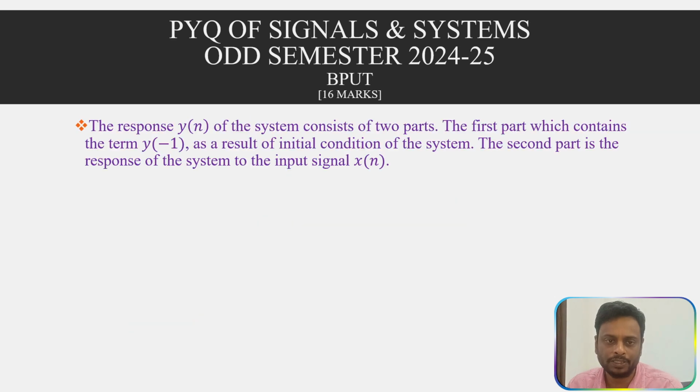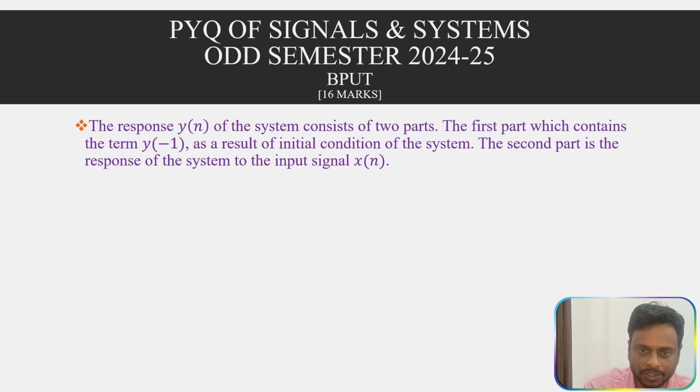So this equation consists of two parts. The first part contains the term y of minus 1, that is the initial condition of the system. The second part is the response to x of n.